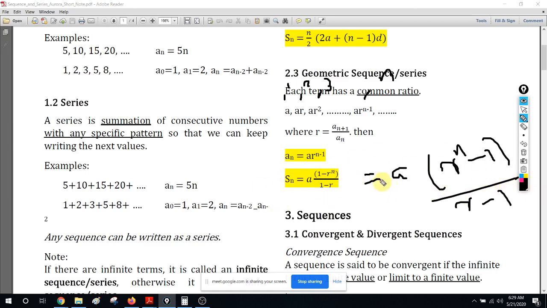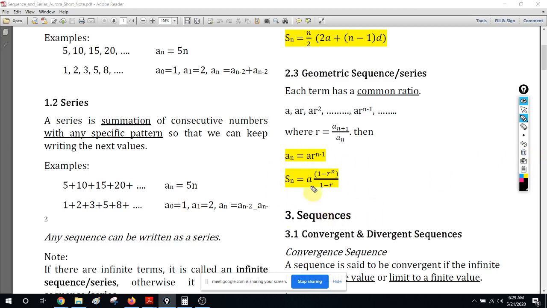Both are the same, right? So either you can remember it like this, or you can remember it like this, because this is pretty much the same. Of course you have to memorize it, okay? Sn equals a times (1 minus r to the power n) divided by (1 minus r). Again, we can prove this.